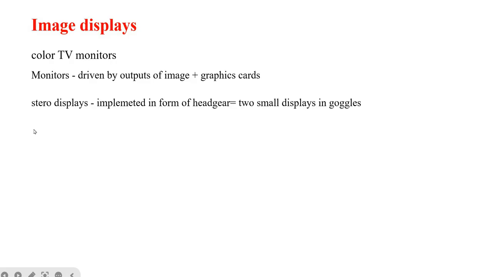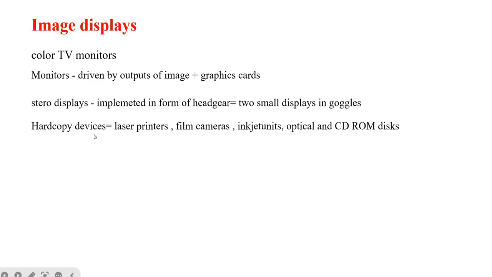Then comes the image displays. Mainly here we use color TV monitors, and these monitors are driven by the outputs of the image and graphic display cards that are an integral part of the computer system. Some requirements for image display applications cannot be met by the graphic display cards which are available commercially as part of the computer systems. So in some cases it is necessary to use stereo displays, and these are implemented in the form of headgear, which consists of two small displays embedded in goggles, which will be worn by the user.